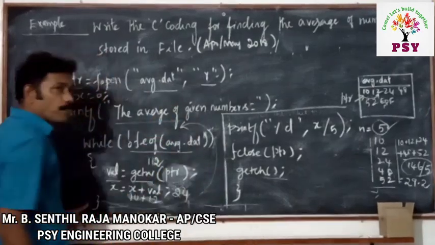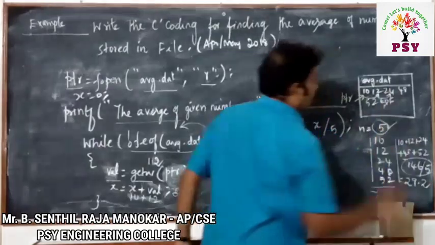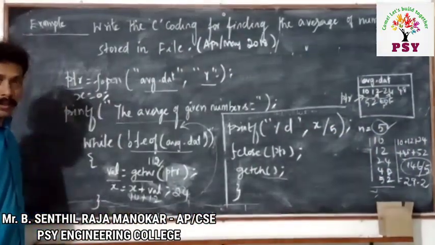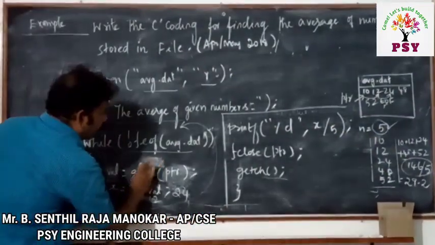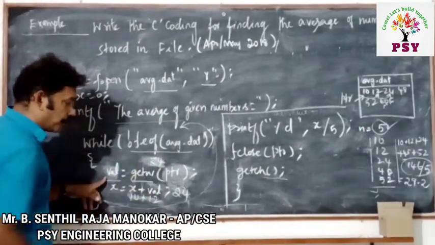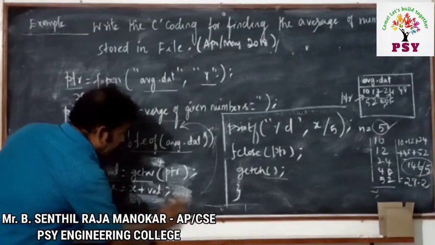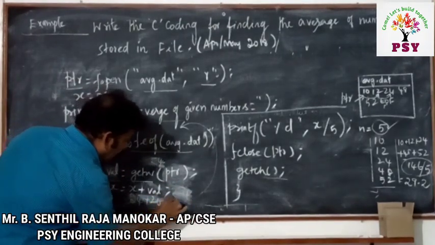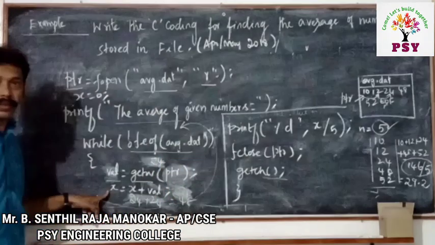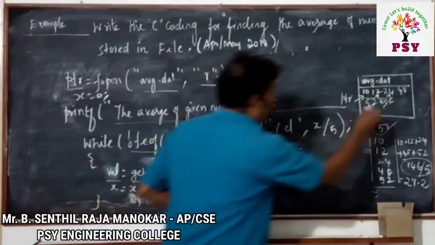Again going back. What will happen? The pointer will be moved to the next position. Then here the value will be 24. So val is equal to 24. So previously x is equal to 24, then again the value we get is also 24. What is the answer? 48. So x is equal to 48. Again the pointer is moved to the next value.